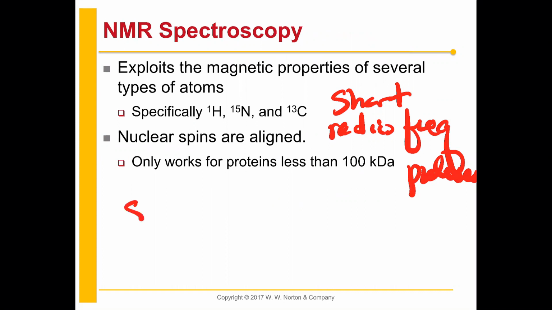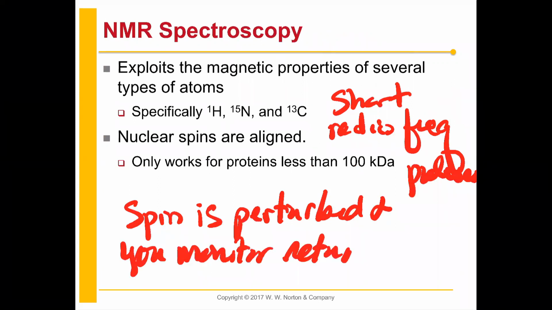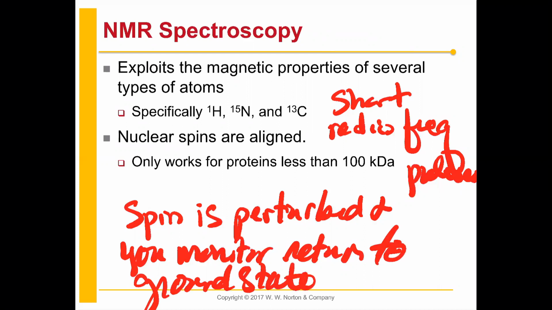So the spin is perturbed and you monitor the return to ground state. When you monitor that return to ground state, it's going to tell you information about the electronic environment of every single nucleus of the hydrogen, nitrogen, and carbon.